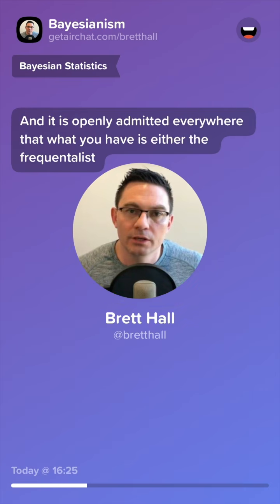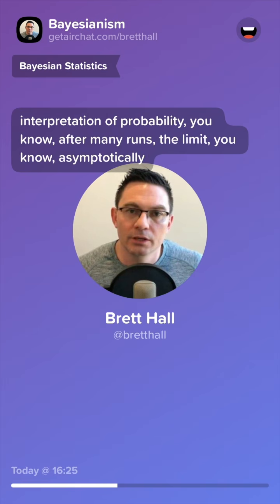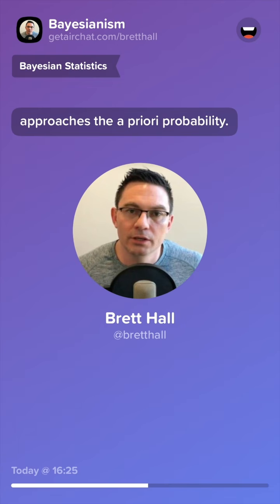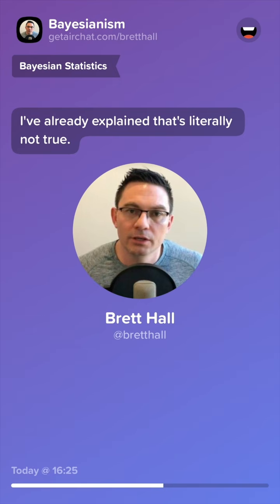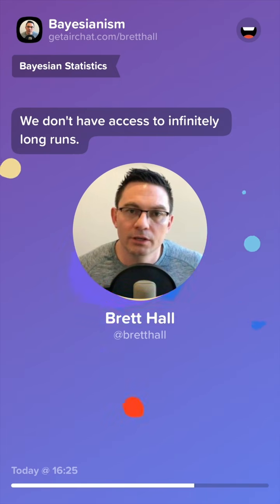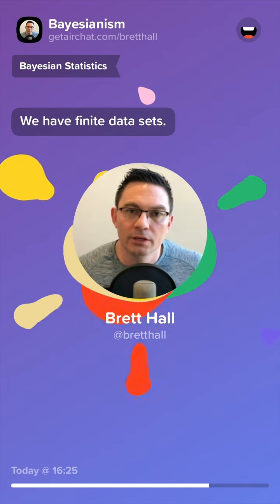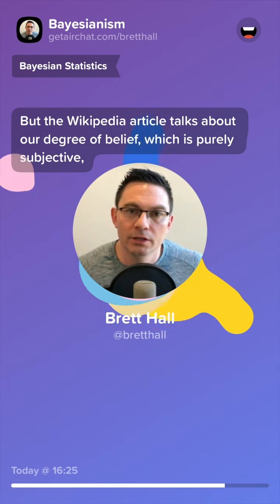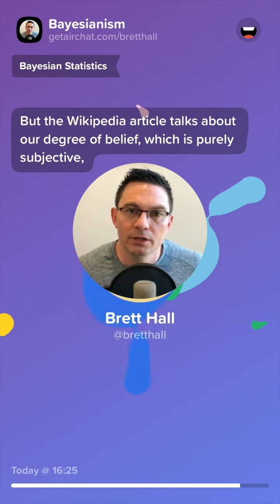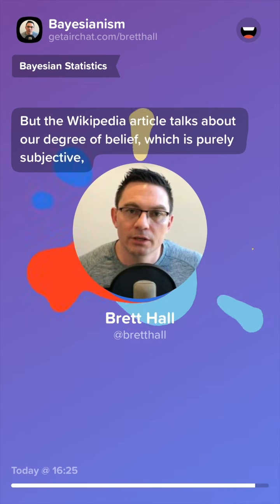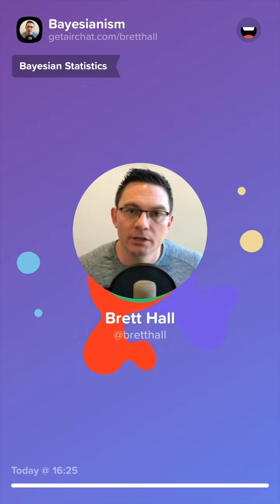And it is openly admitted everywhere that what you have is either the frequentist interpretation of probability, where after many runs, the limit asymptotically approaches the a priori probability. I've already explained that's literally not true. We don't have access to infinitely long runs. It's not the physical world. We have finite data sets. But the Wikipedia article talks about our degree of belief, which is purely subjective, straight up and down, purely subjective.